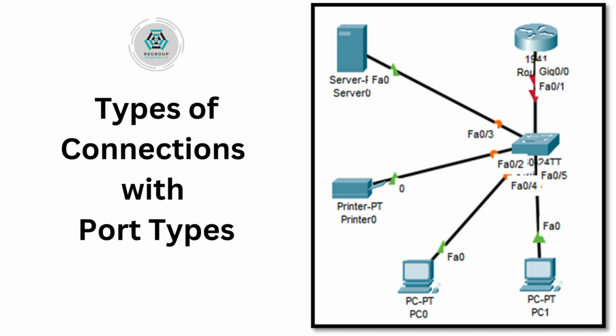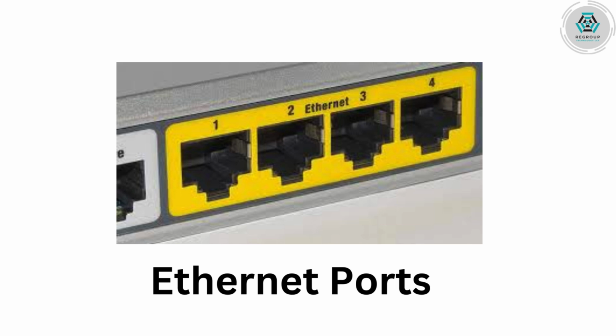Port. Network devices and computers use various types of ports to connect and communicate with each other. These ports can be categorized into physical ports and logical ports. Physical ports. 1. Ethernet ports. Fast Ethernet, 10/100 Mbps, commonly used for local area networks, LANs, supporting speeds up to 100 megabits per second.